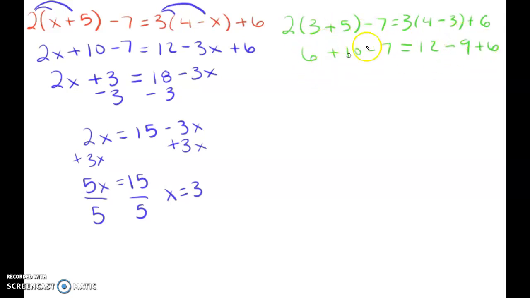Now we just need to combine all of our constants together. So 16 minus 7 equals 3 plus 6. 16 minus 7 is 9, and 3 plus 6 is 9. So 9 equals 9. So 3 is a solution.